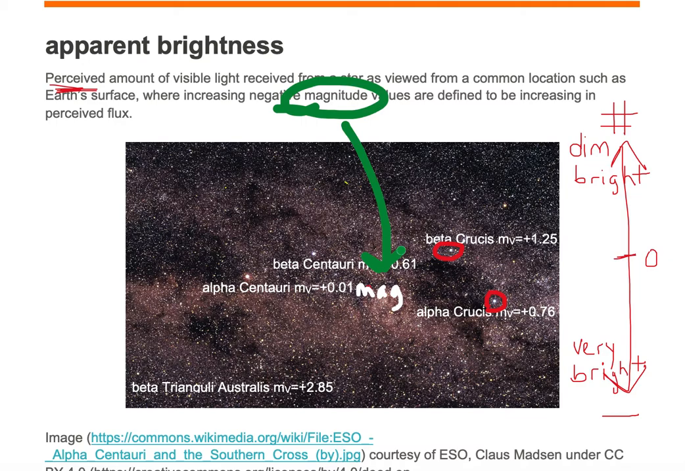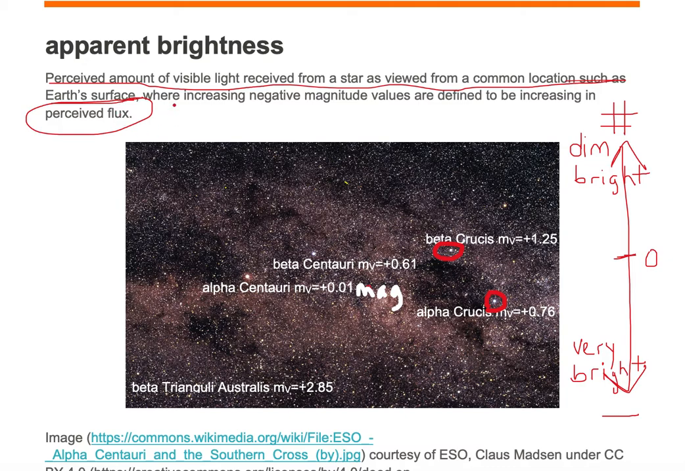So let's go through this definition one more time. It is the perceived amount of light received from a star as viewed from a common location such as Earth's surface. And all of that we just said is just the same thing as called perceived flux. This part, we're increasing negative magnitude values down here. Remember, the units are mag. Increasing negative values are brighter than positive values, where increasing negative magnitude values are defined to be increasing in perceived flux, otherwise known as increasing in apparent brightness.